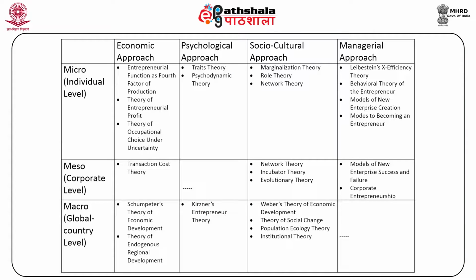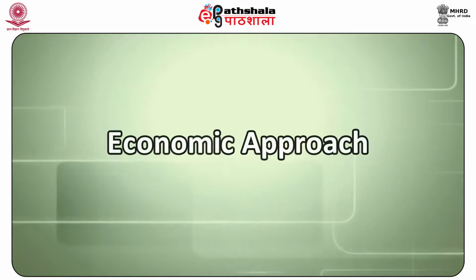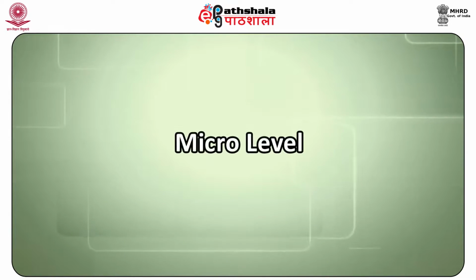Table 1 below represents a bird's eye view of these approaches. Table 1 shows 4 main theoretical approaches to entrepreneurship. As you can see in the table, the 4 approaches, that is economic approach, psychological approach, socio-cultural approach and managerial approach, have been given, and row wise it has been shown micro, individual level, meso, corporate level, and lastly macro, global, country level. Next is economic approach, micro level.